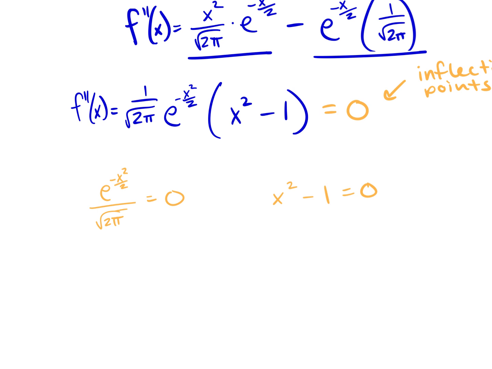When we solve the first one, I can multiply both sides by the square root of 2 pi, which would just stay 0. So we have e to the power of negative x squared over 2 equals 0. Then what would we do to solve for e? We take the ln of both sides. Can I take the ln of 0? No. So this one does not give us an inflection point. Let's solve our other little equation here. We have x squared equals 1. Take the square root. So what does x equal? Plus or minus 1. Perfect.